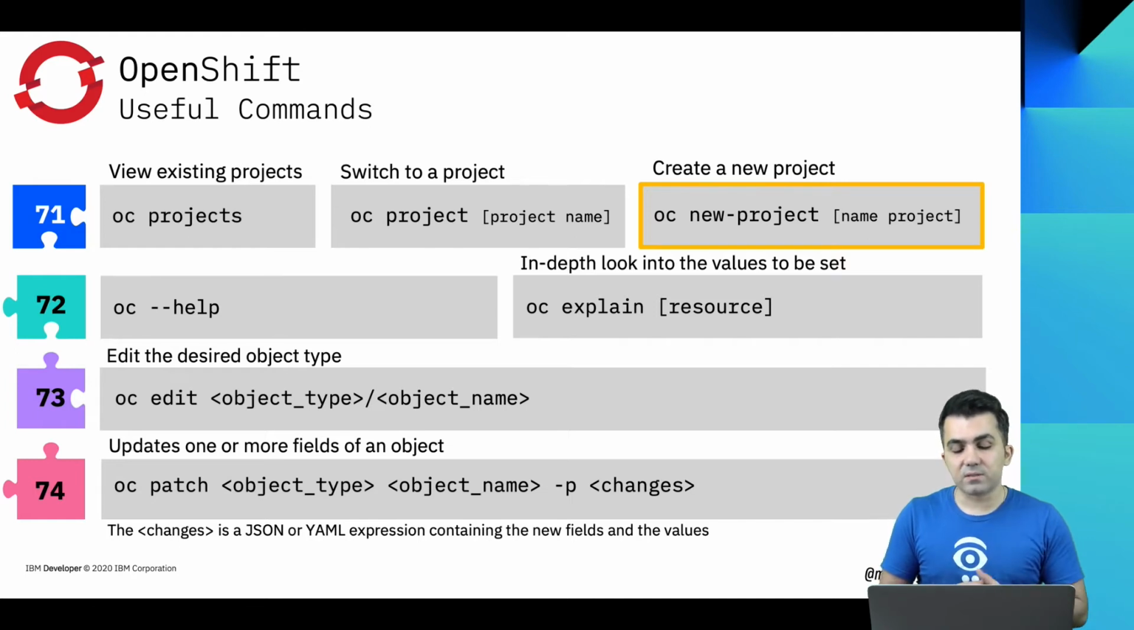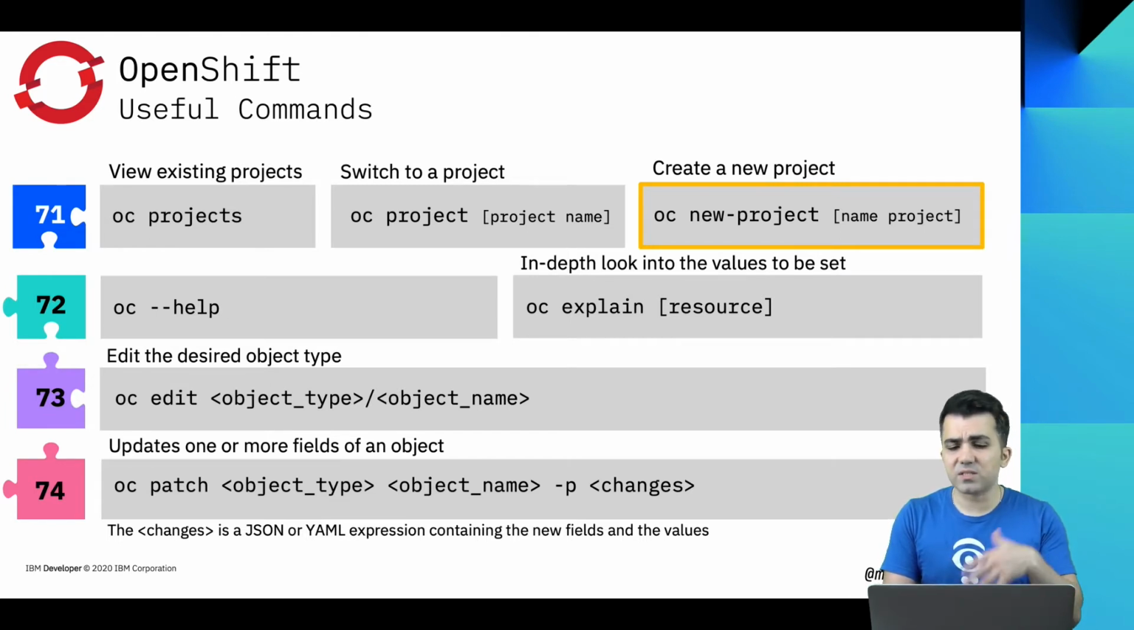And the other one is patch. It does basically the same thing, but you can take care of one or more fields of an object. With the oc patch that we're going to use shortly, you get a lot of options, and those options can be changed in JSON or YAML expressions containing the new fields and values. This is very useful, and we're going to use this later.